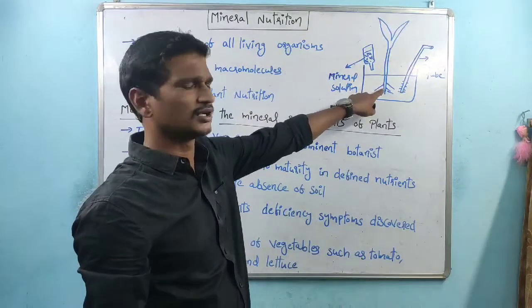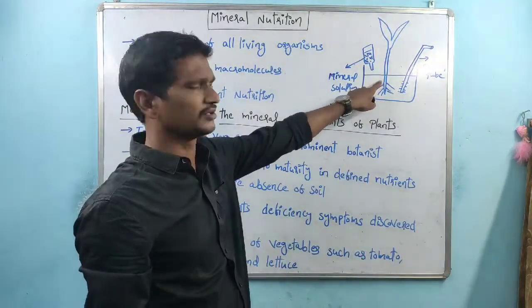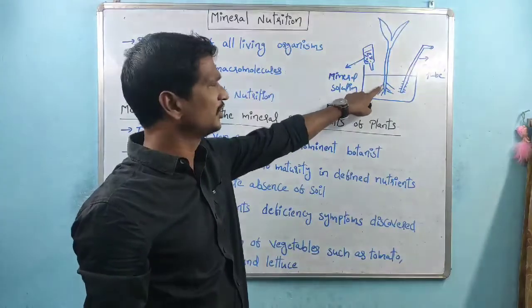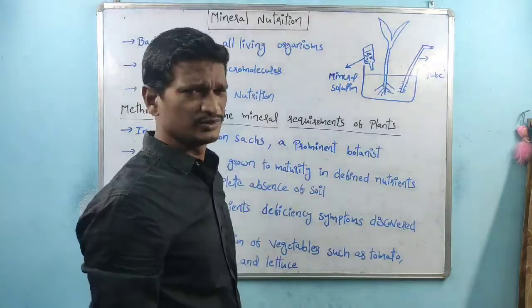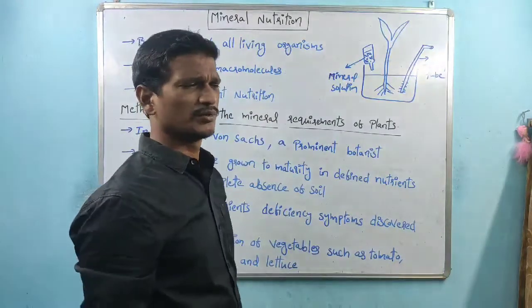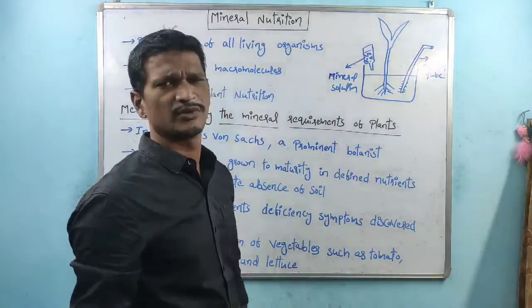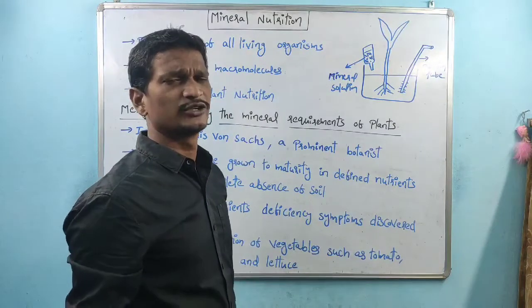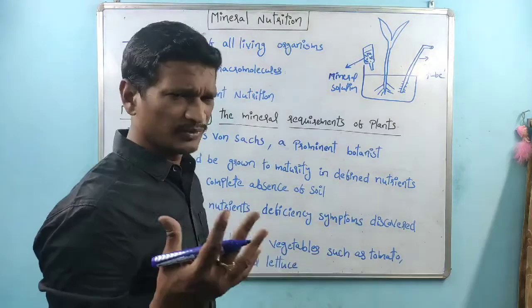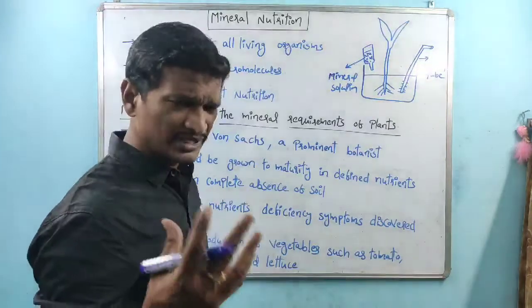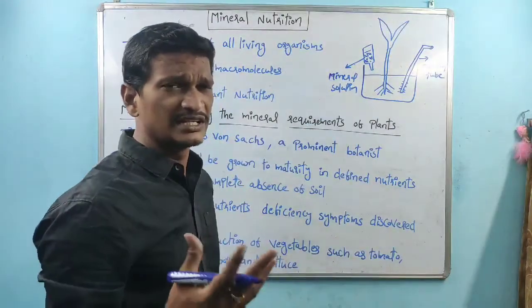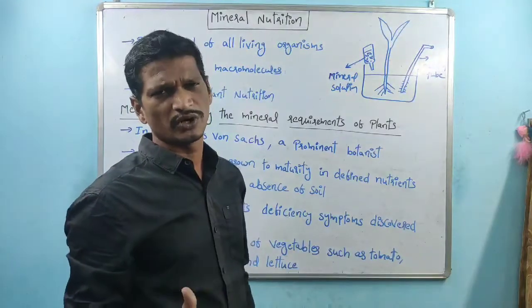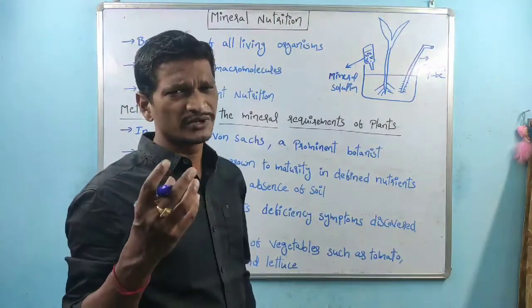Then the plants absorb the water. Along with the water, minerals also are absorbed. Some of the minerals are absorbed by passive transport, and some of the minerals are absorbed by the active process. So finally here minerals are absorbed. The basic concept is that soil is absent. Cultivation of plants without soil, or soil-free plants.